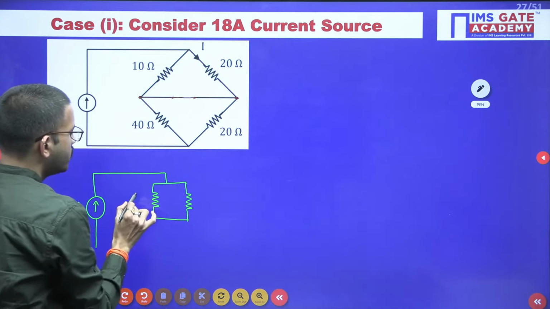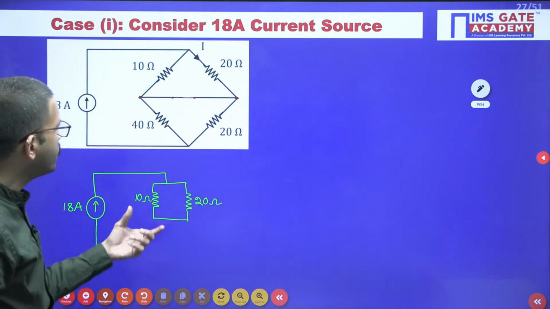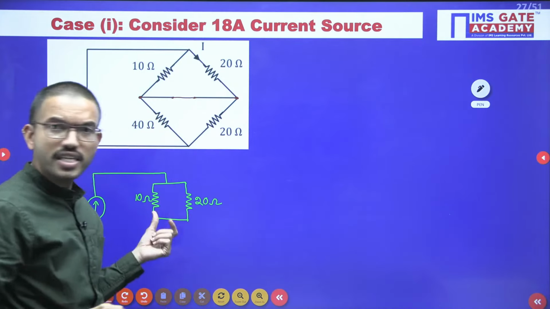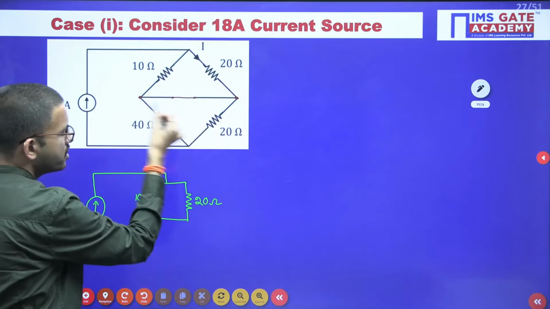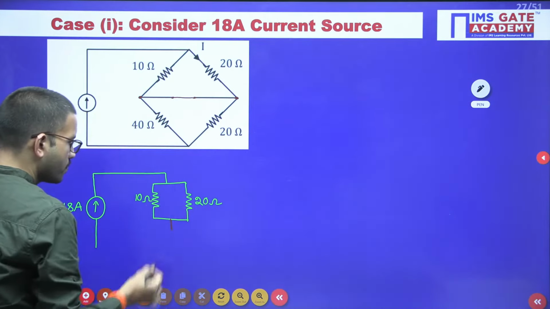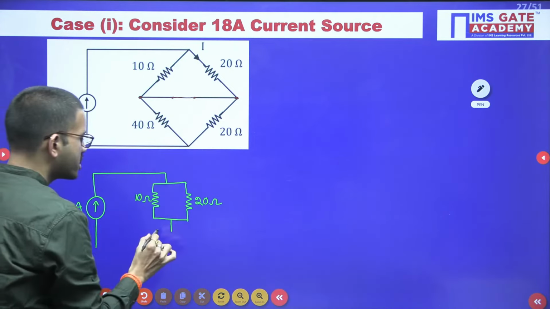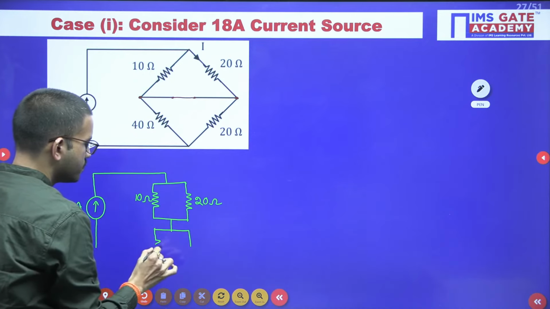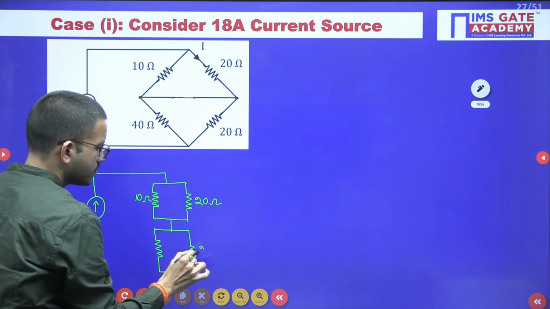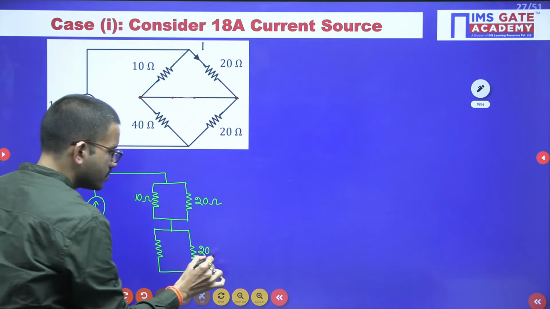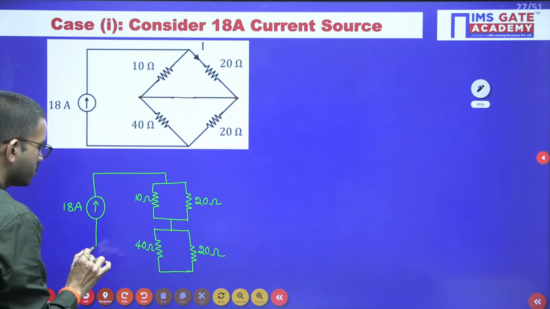Okay, so here you are having 10 ohm resistor, and here you are having 20 ohm resistor. Just for better understanding, I am drawing the equivalent circuit like this. You will get more clarity why I am drawing like this. Similarly, these 2 points are same. And 40 ohm, 20 ohm, once again, they are connected in parallel, right?